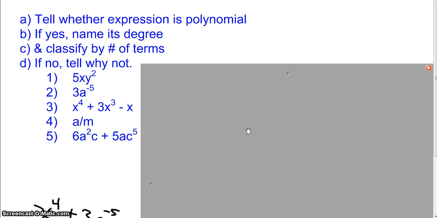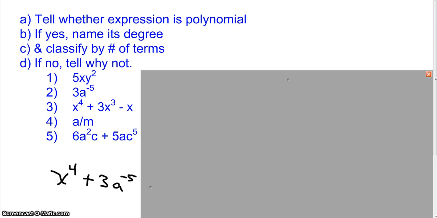Tell whether it's a polynomial. If yes, name its degree and classify it by number of terms. And if no, tell why it's not. So pause the video, come back and check it out. So 5xy squared, is that a polynomial? Yes, it is, because a monomial is a polynomial.